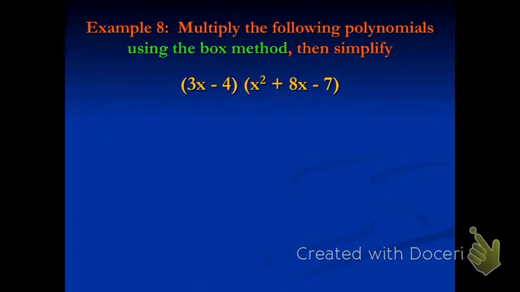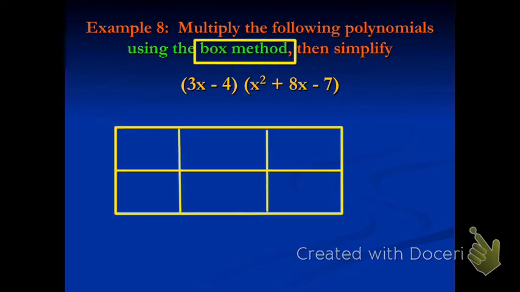In our second example, example 8, it says multiply the following polynomials using the box method, then simplify. The box method is a different method, and you could multiply binomials, trinomials, or anything using a box method. I personally think it's a little bit easier, but it's your choice which one you want to use. So in the box method, you make a box.